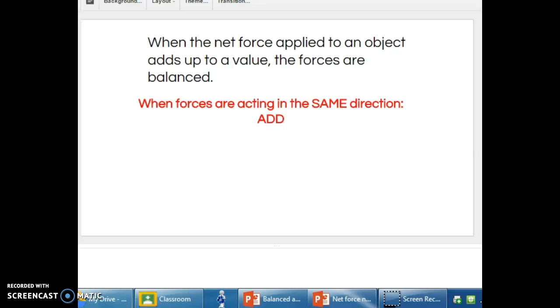So when the net forces applied to an object add up to 0, the forces are balanced. When the forces are acting in the same direction, now you're going to add. Write all of those things down on that slide.